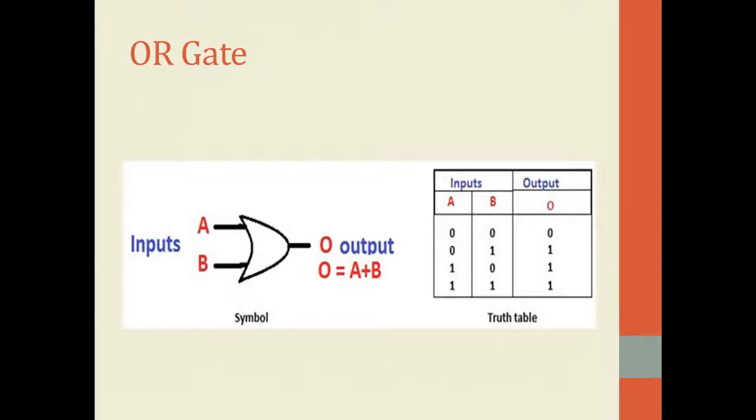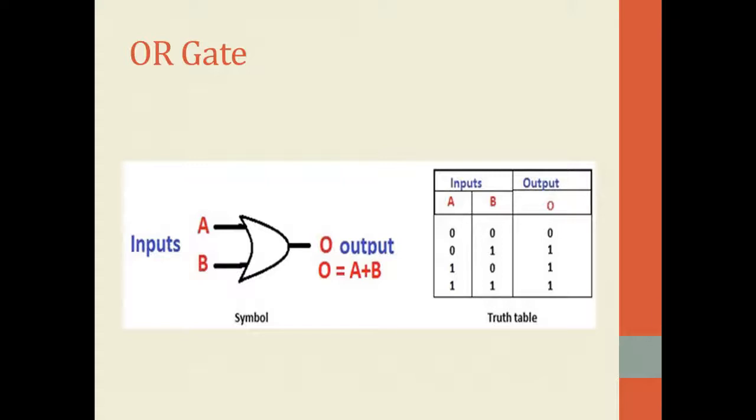The Boolean mathematical form of the OR gate is O, which represents the output, equals A plus B, and both of them are inputs. The truth table of the OR gate: when both of the inputs are 0, the output would be 0, and when any of the inputs is 1 or both of the inputs are 1, the output would be 1, which means the LED would get on.